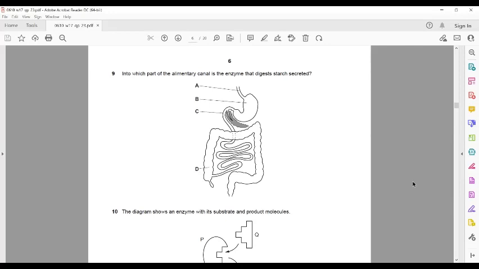So definitely A is the esophagus, so it's not the answer. B is the stomach, it is not the answer. D is the large intestine, it's not the answer. That's where the absorption of water happens. And also in the large intestine, we have some production of vitamins and these things. So C is the answer, which is the initial part of your small intestine.